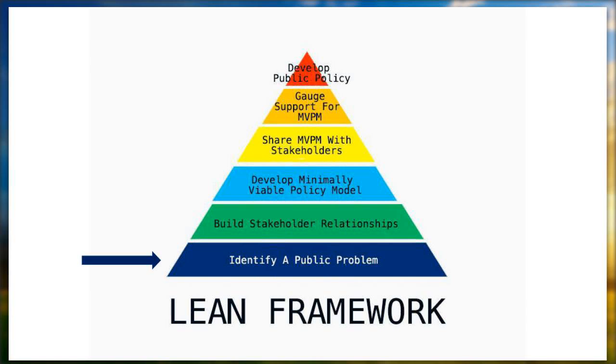First step is identifying a public problem. Not every problem or issue is a public problem. The definition of public policy we reviewed earlier is that it's what governments do and what they don't do. Often governments consider possible courses of action and elect not to take them for various reasons. If this is the case in your situation, then your problem is not considered a public problem.